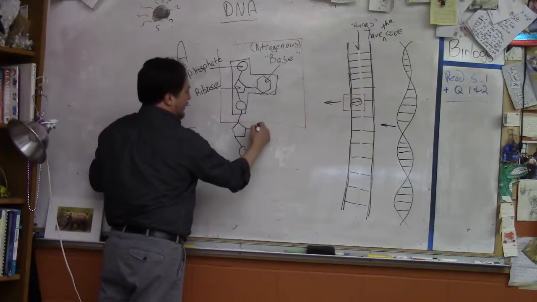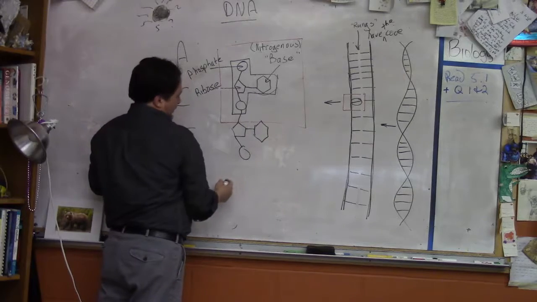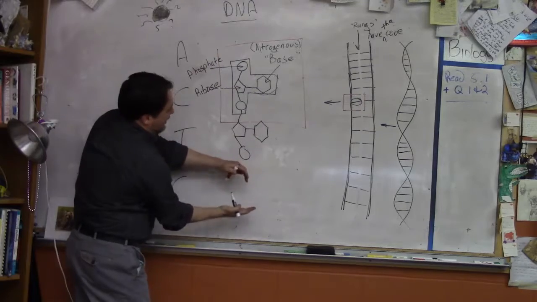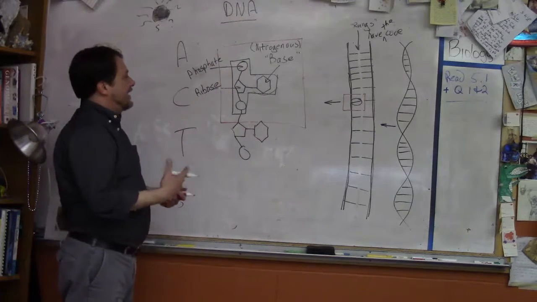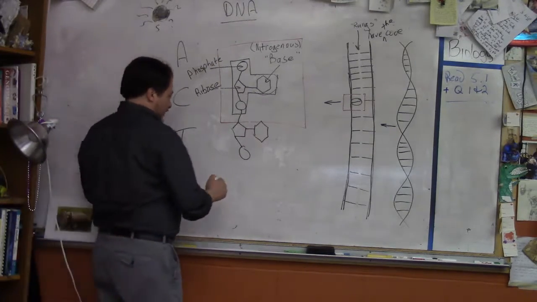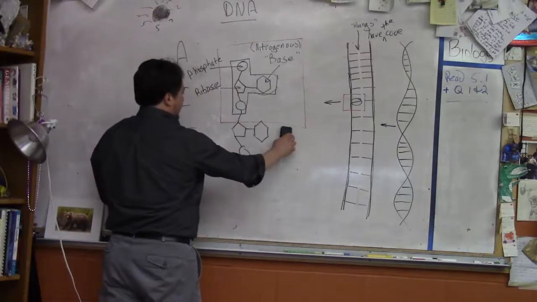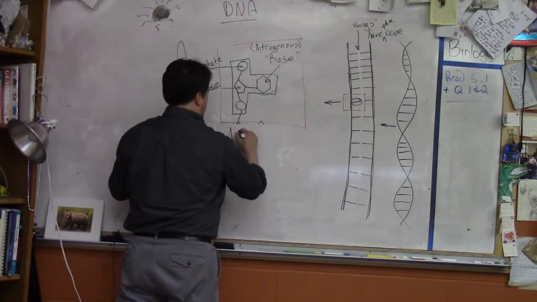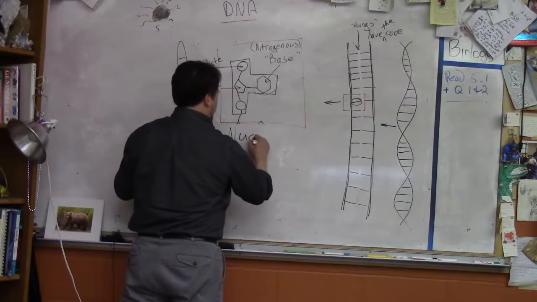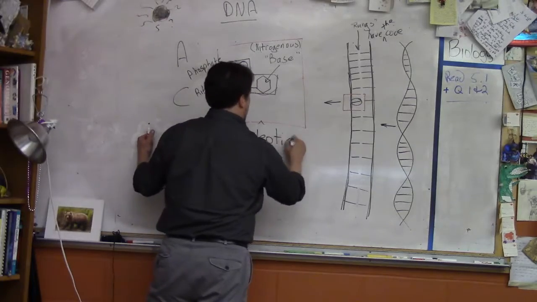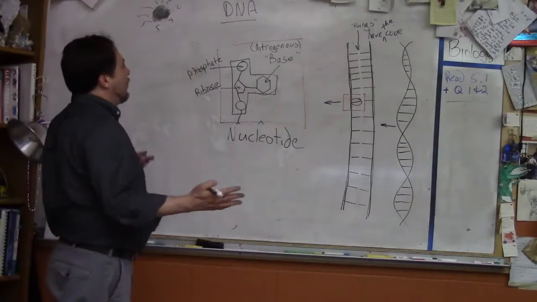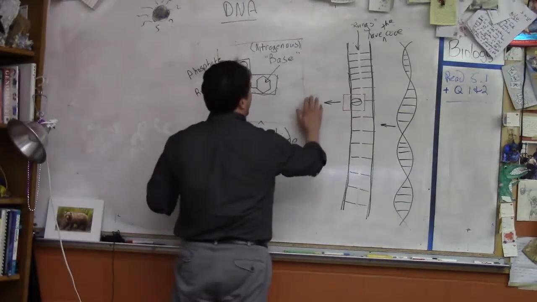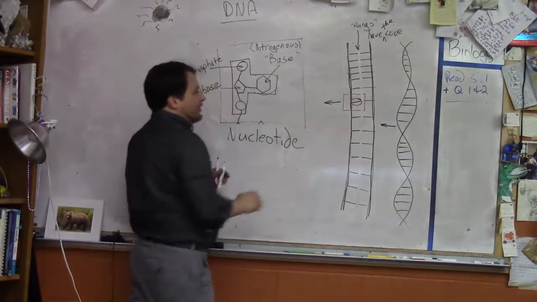Each one of those has a base attached to it, and so forth. And so it's like this, again, and this is what's called, I'm going to erase this part. This is what's called a nucleotide. So what's on the other side? Another nitrogenous base, right? If you've got another one, you're going to have another base on the other side.